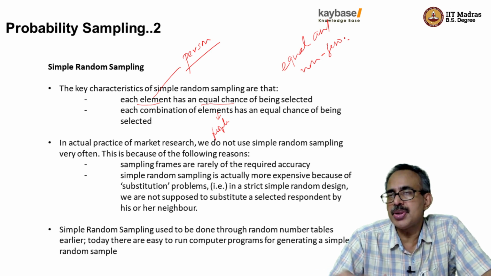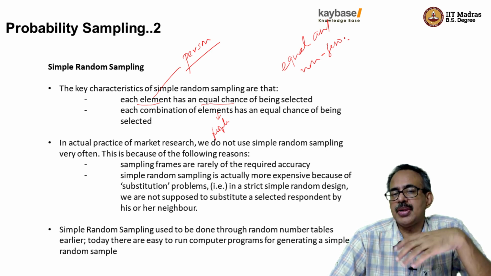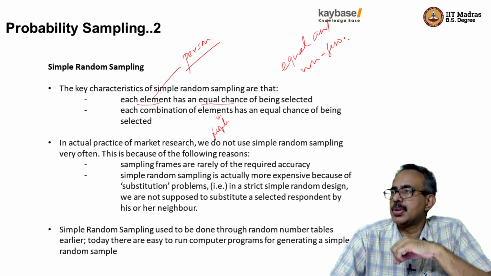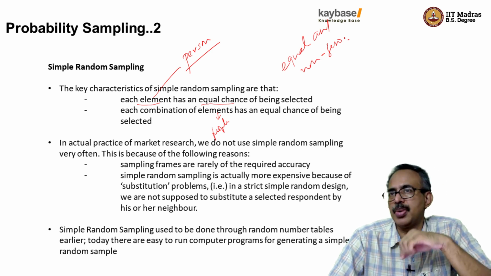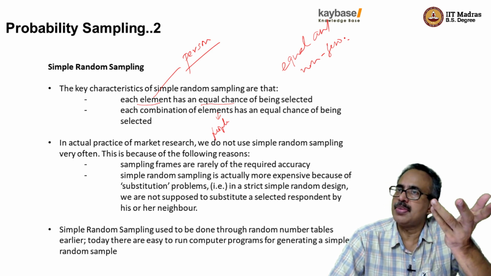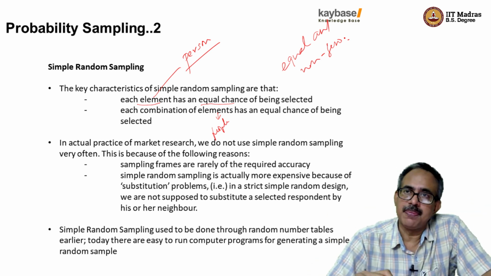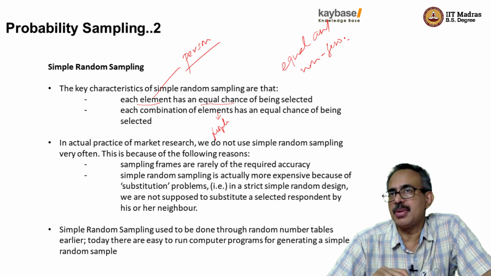The point is, in most market research studies, you may not get a perfect list. Right? Let's say there's a bank lending money to people, it will have a perfect list of all the customers. In those situations, you can do a simple random sample. But very often, otherwise, you won't have that kind of list. But even if the list is complete, there is another problem with simple random sampling.